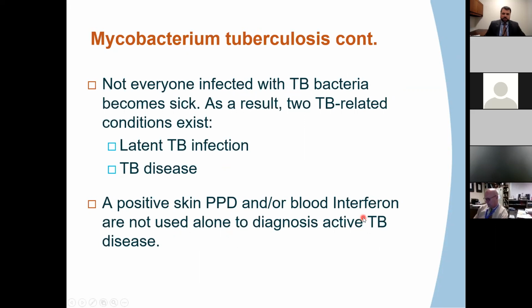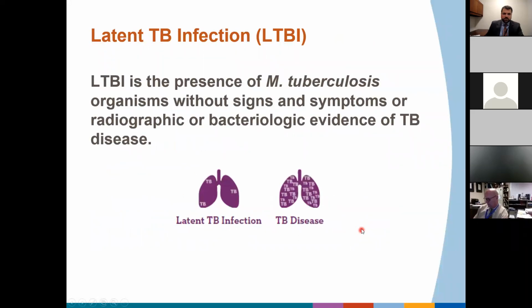If a patient came in with symptoms of active TB, which we'll talk about in a minute, if they're coughing, have chronic weight loss, or night sweats, we wouldn't use a PPD tuberculin skin test or an interferon gamma release assay to say if they have active disease. We would essentially treat it like it's active disease. You might do a test on them, but these tests are not how you diagnose active disease.